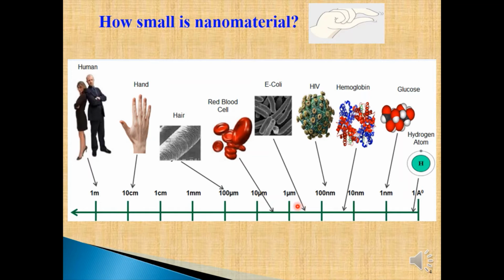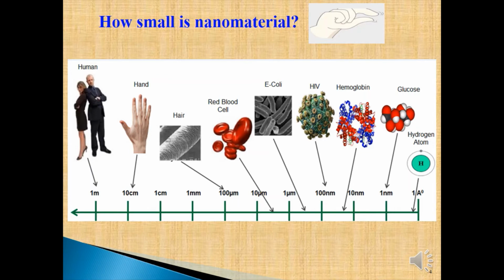The size of a red blood cell lies between 1 micrometer to 10 micrometer. The average size of human hair is around 100 micrometer. The size of the hand is around 10 centimeter. The size of a normal human being is generally above 1 meter. So this is the size comparison chart of nanomaterials with other objects.